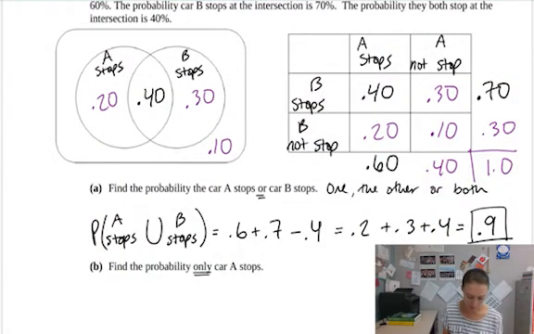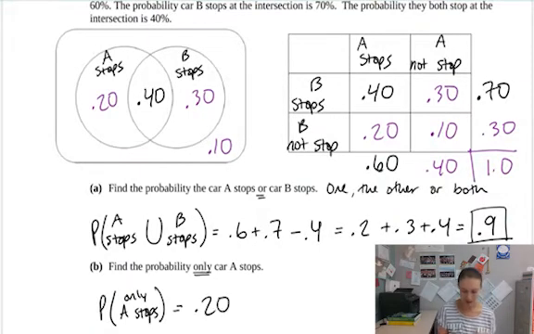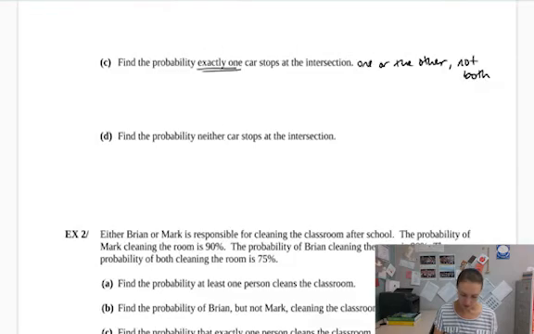And then find the probability that only car A stops. So only A stops means A stops, but B doesn't stop. And that's going to be 0.20. So I don't need to show any other work if I'm using numbers that are already in the table. I can just put what I have on the paper. Okay, on the next page, find the probability that exactly one car stops at the intersection.